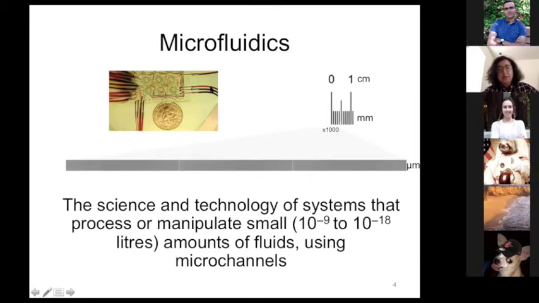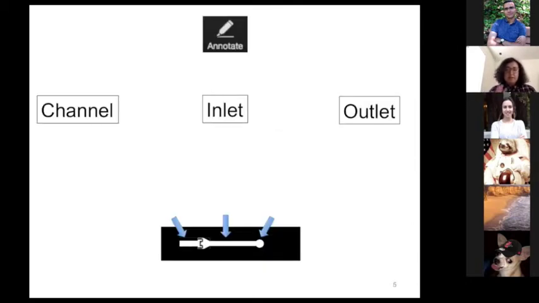an output. So basically, I want everyone to participate here. What you can see at the bottom is a microfluidic device. If anyone can annotate and show me where you think the channel, the inlet and the outlet are in this device down there. I'm going to give you guys a minute to annotate.